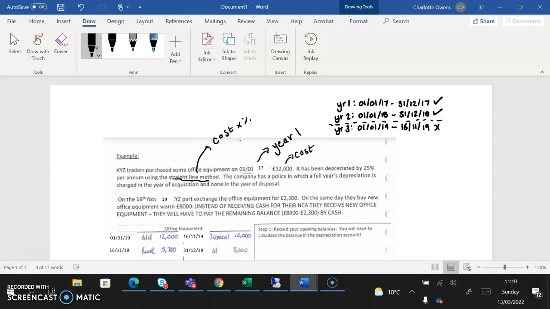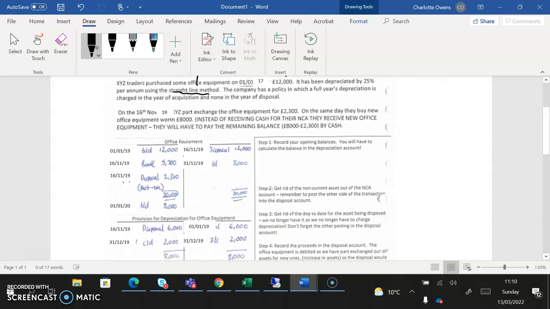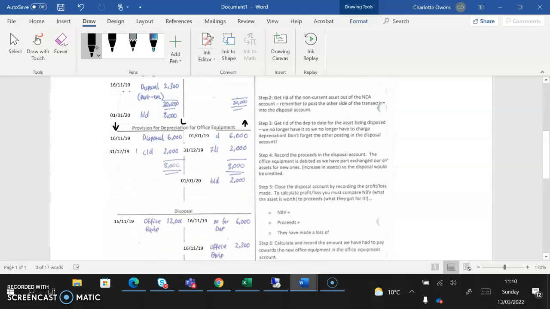What's really important here is that the reason this differs from disposal is that instead of receiving cash for the non-current asset, they receive new office equipment instead. We'll see that as we go through it step by step. Step 1 is to record your opening balances, but before we can do that we must label our accounts. Remember, only the cost figure goes in the asset account. A provision for depreciation is something that reduces an asset, so it's a liability. And for disposal, remember we've got no label, it's a temporary account. We use duality to guide our entries.